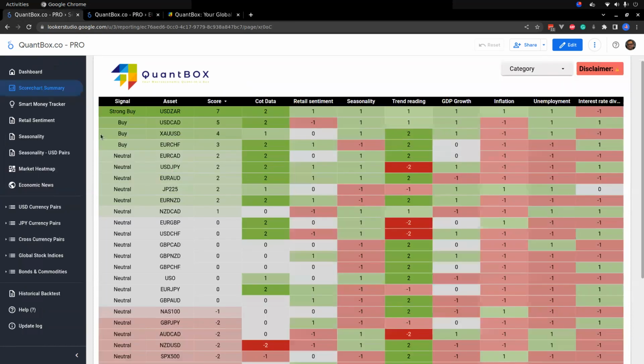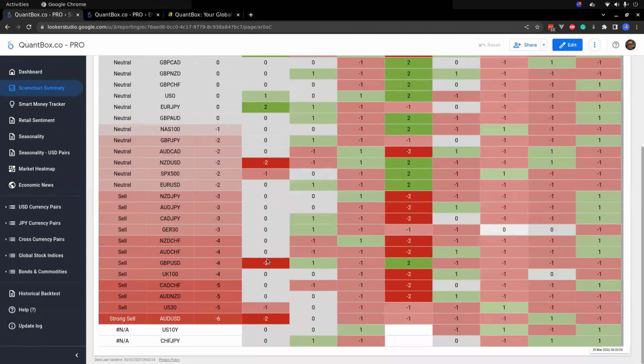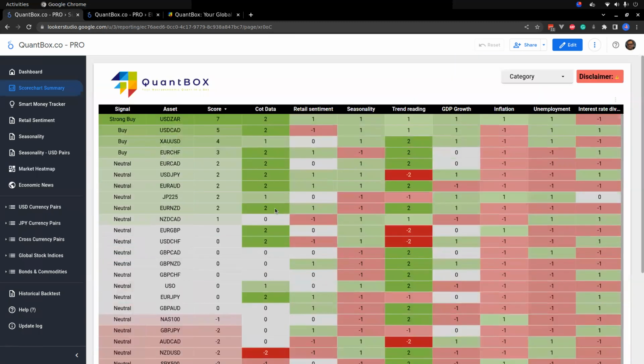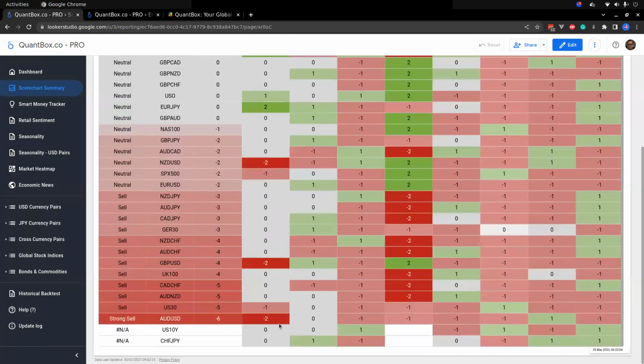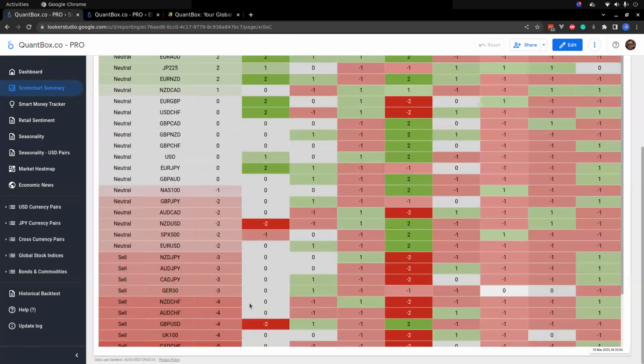Now, in terms of my score chart summary, looking over here, there's quite a few pairs right now where we have not got any net long or net short on the currency pair, i.e. COT data. Fantastic. So looking for a change over there.